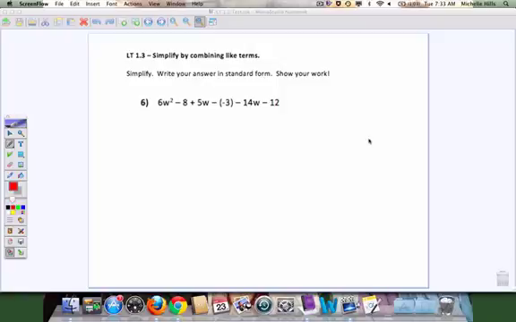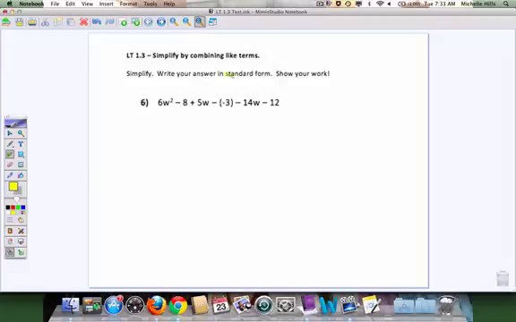So Learning Target 1.3 on the Unit 1 test says to simplify by combining like terms. It also says, as a reminder, that I need to write my answer in what is called standard form. That is alphabetical order. Well, we don't need to worry about that because our only variable is w's. Inside the alphabetical order, larger exponents come before smaller ones. So my w to the second powers will go before my w to the first powers. And then the very last thing I would write is constants.